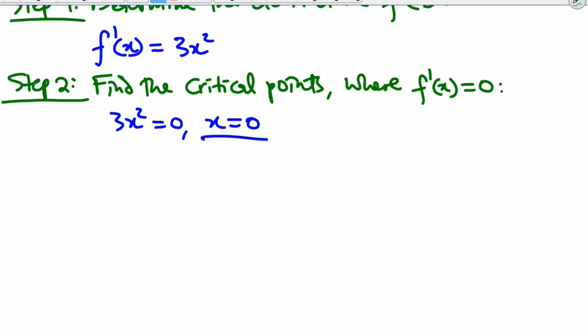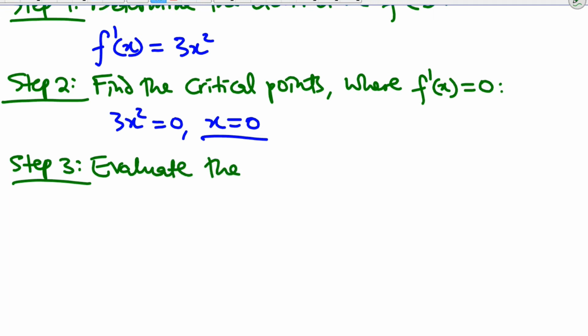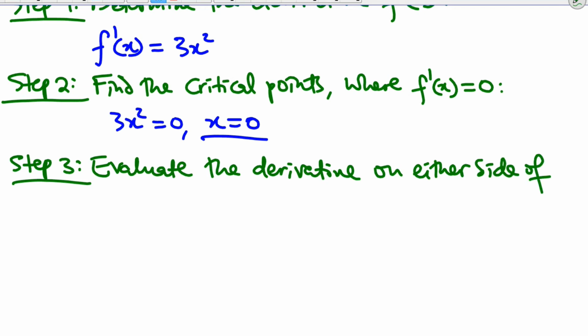So step 3, we need to evaluate the value of the gradient on each side of that point. So evaluate the derivative or the slope on either side of the critical point.